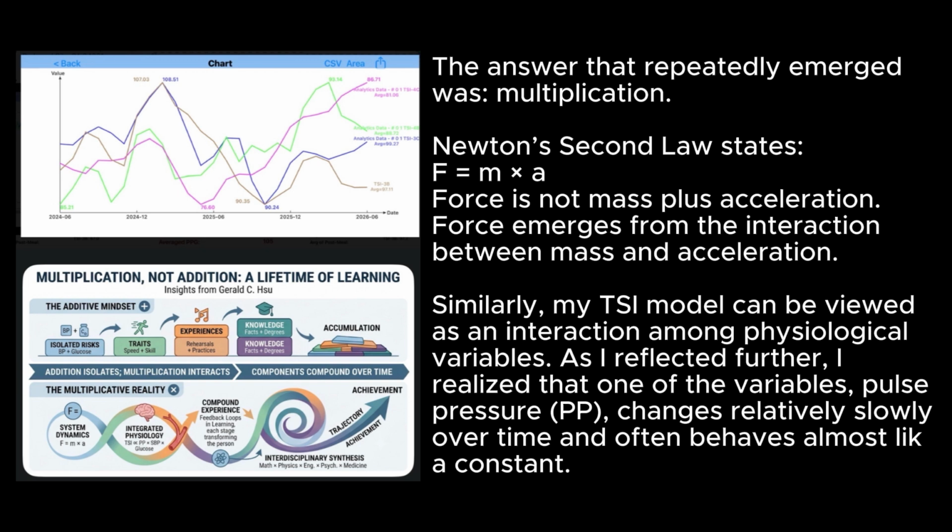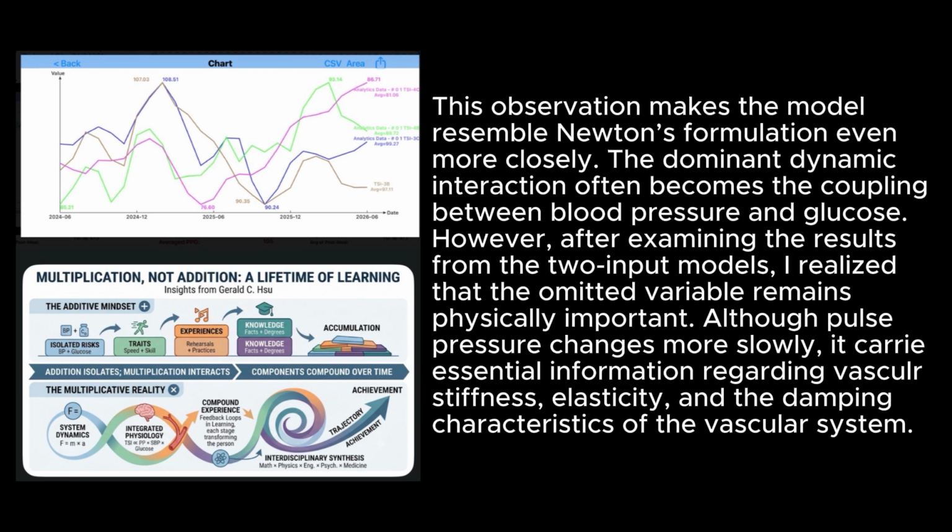Similarly, my TSI model can be viewed as an interaction among physiological variables. As I reflected further, I realized that one of the variables, pulse pressure (PP), changes relatively slowly over time and often behaves almost like a constant. This observation makes the model resemble Newton's formulation even more closely. The dominant dynamic interaction often becomes the coupling between blood pressure and glucose. However, after examining the results from the two-input models, I realized that the omitted variable remains physically important, although pulse pressure changes more slowly. It carries essential information regarding vascular stiffness, elasticity, and the damping characteristics of the vascular system.